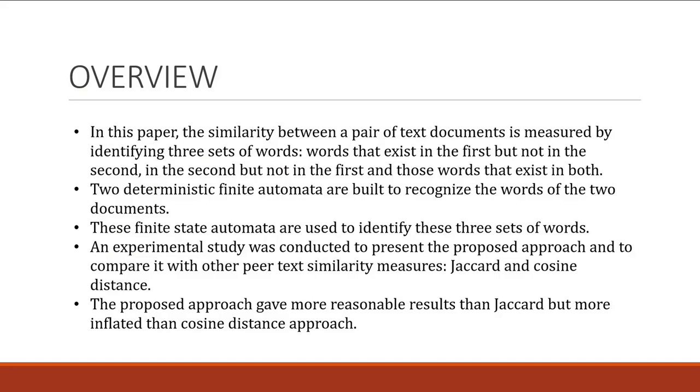So the overview of this topic is that in this paper, the similarity between a pair of text documents will be measured. And we'll be doing that by using three sets of words. First, words that exist in one paper but do not exist in the second; the words that exist in both the papers; and the words that exist in the second but do not exist in the first. So, two deterministic finite automata are built to recognize the words of the two documents. These finite state automata are used to identify the three sets of words.